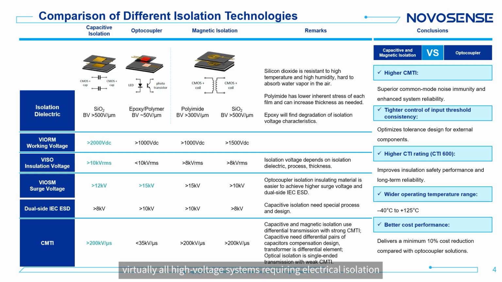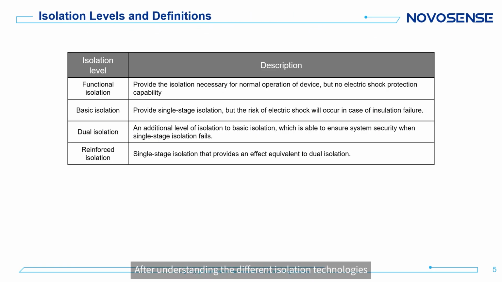For this reason, virtually all high-voltage systems requiring electrical isolation are moving from the era of optocouplers into the era of digital isolation. After understanding the different isolation technologies, let us look at isolation levels. When selecting an isolation device, many engineers focus primarily on isolation voltage ratings. However, the true determinant of system safety is not merely the withstand voltage value, but the overall insulation capability and long-term reliability. Therefore, the industry classifies isolation devices into 4 isolation levels.